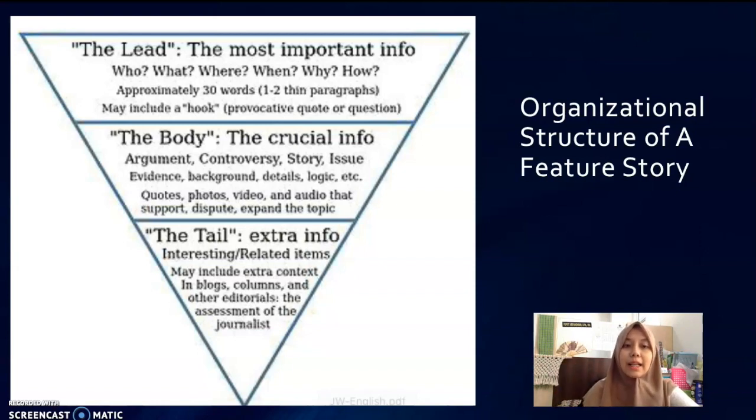And then after you're done talking about what makes the person amazing, you may want to write a concluding paragraph called the tale. So basically the tale includes interesting or other related items, and you may want to conclude it by relating how the acts of the person actually relate to bigger issues.